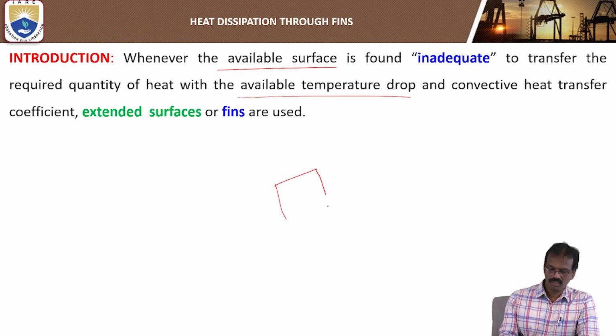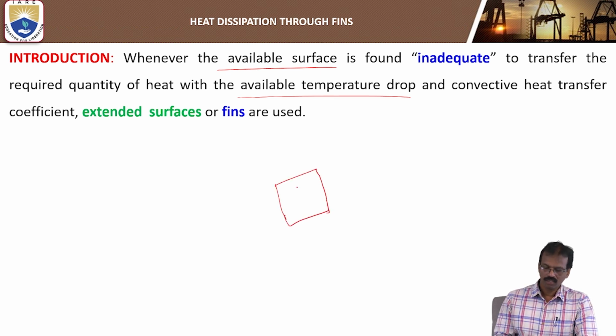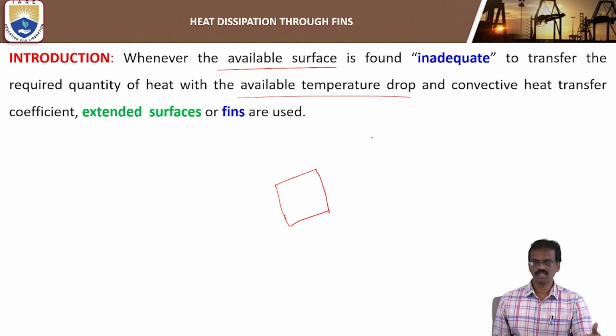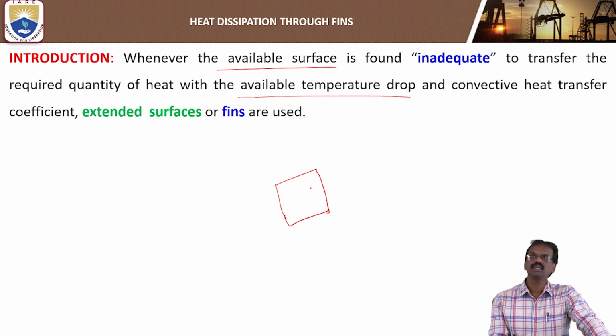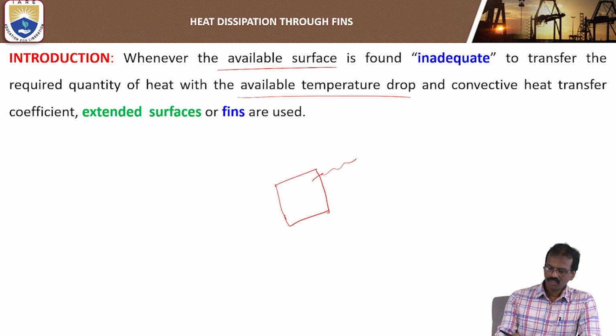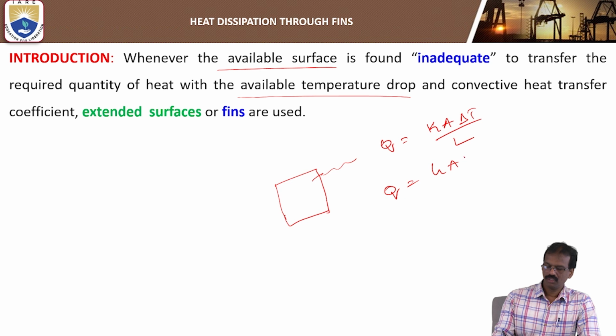Suppose this is the surface of an engine. Heat transfer takes place in two modes: one is conduction, another one is convection. Conduction means surface to surface, and convection means from surface to atmosphere. The conduction process formula is kA into delta T by L, and the convection process is equal to hA into delta T.